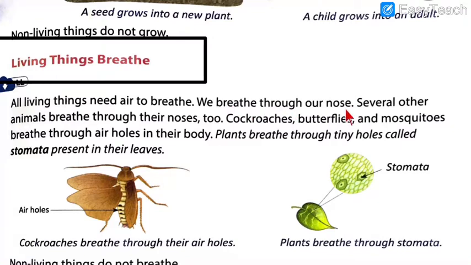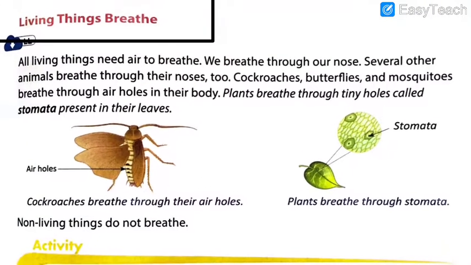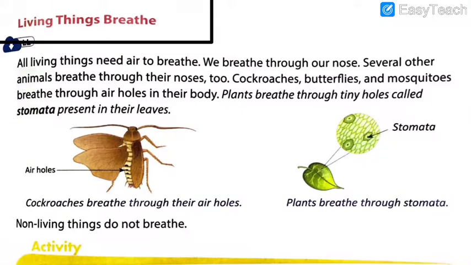We breathe through our nose. Several other animals breathe through their noses too. Cockroaches, butterflies and mosquitoes breathe through the air holes in their body. Plants breathe through the tiny holes called stomata present in their leaves. So, my dear students, just check on your face, do you have a nose? Yes, you and me, we both have the nose, right? And we breathe through the nose.